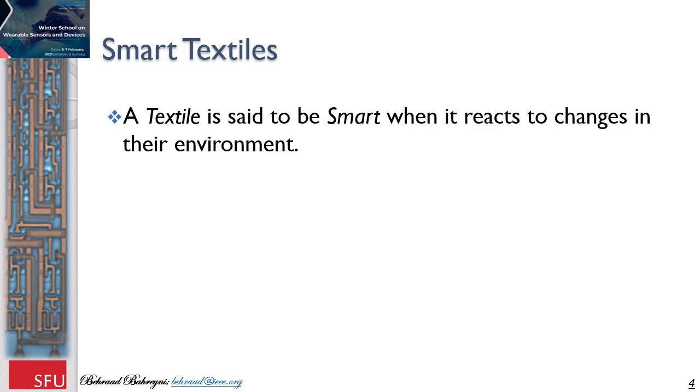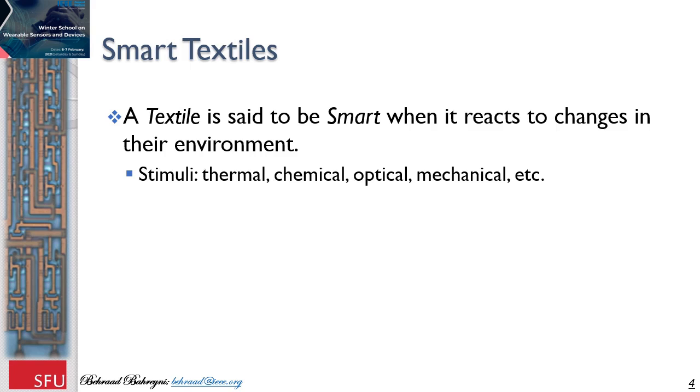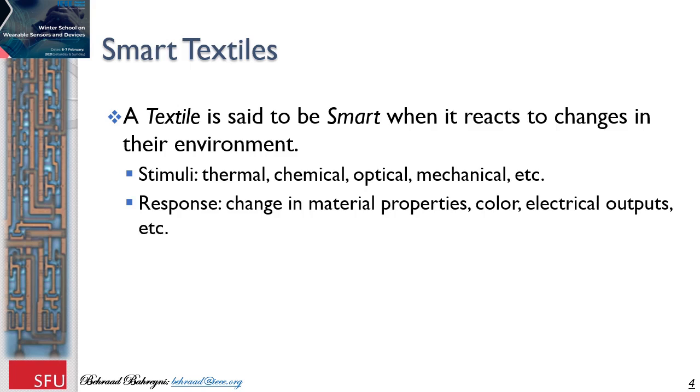So what are smart textiles? We call a piece of textile to be smart if it reacts to the changes in the environment or to the commands from a control unit. So it's not a passive piece of material anymore. It actually is responsive. What does it respond to? The stimuli can be thermal, chemical, optical, mechanical, electrical, and others. And how does it respond? It could respond as a change in material properties, as a change in color, electrical properties, etc. And sometimes you actually don't notice a change in the device, the material properties or anything in textile, but it collects data and provides it to a unit that can actually process that data and use it.